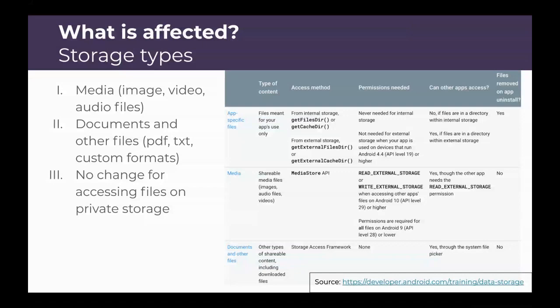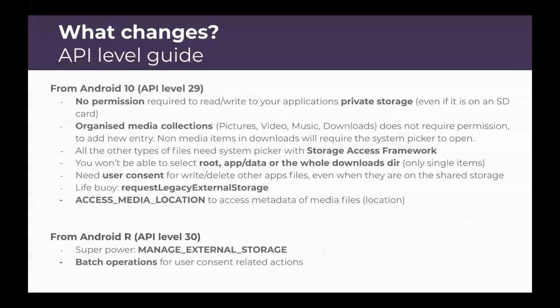Now let's see the details we were waiting for. So exactly what changes? The list won't be complete, but I think these are the most important ones. The changes of scope storage came in two packages. The first arrived with Android 10. These are, you do not need permissions to write to your application's private storage, even if it is on the external files directory, so an SD card.